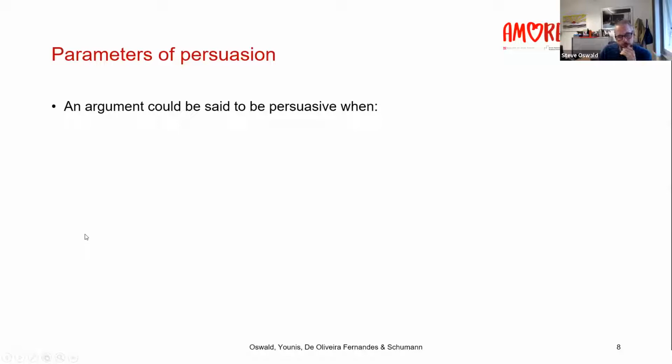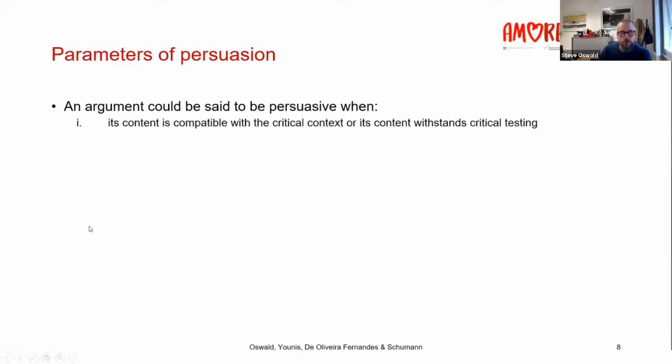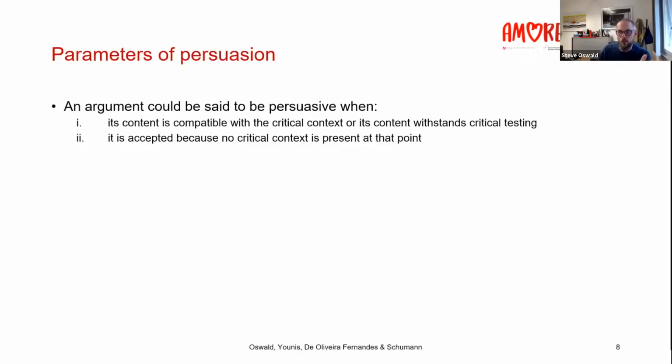So driving this reflection a bit further, what could be the circumstances in which an argument could be said to be persuasive? Well, that happens when the content of the argument is compatible with your critical context, or when the content of the argument withstands anything you can throw at it in terms of counter-arguments or objections. Another circumstance would be that the argument is persuasive when it's accepted because basically you don't have anything critical to object to it, or you don't have reasons to summon anything critical at that point. And these two cases actually highlight two parameters: the epistemic strength of information.